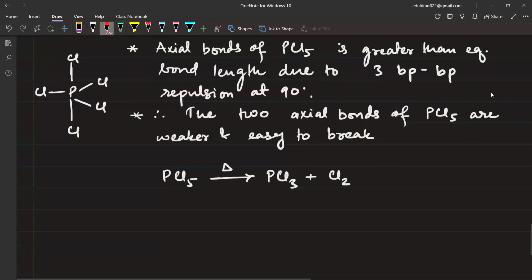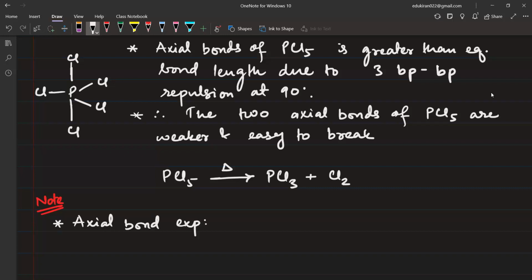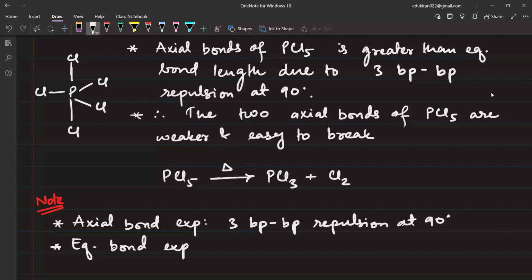Yes, sir. Okay. Now write one more note about the axial and equatorial bond. Axial bond experiences 3 bond pair repulsion at 90 degree. Okay, next. Equatorial bonds experience, see, this particular bond will experience 1 90 degree here, the other 90 degree here, right? So it is only experiencing 2 90 degrees, right? 2 bond pair repulsion at 90 degrees.